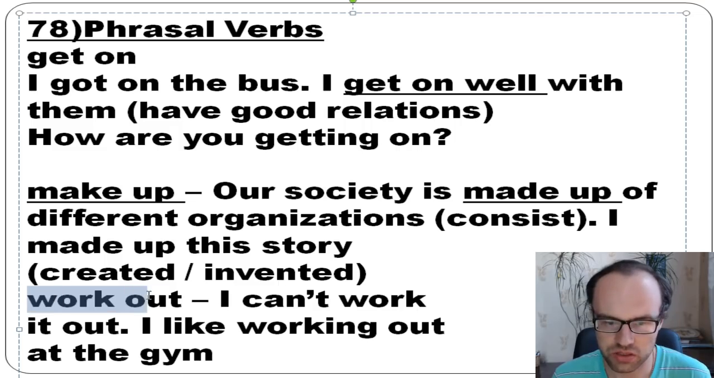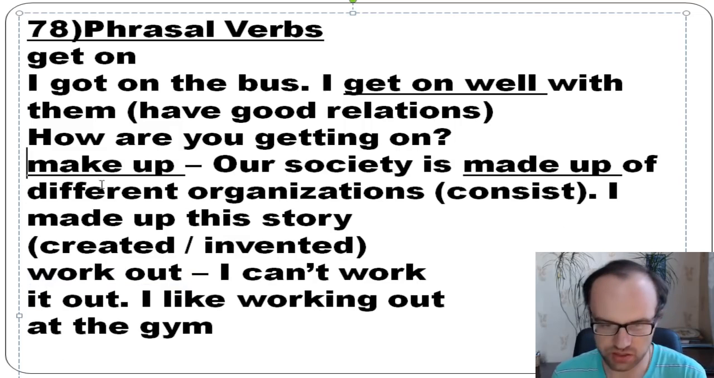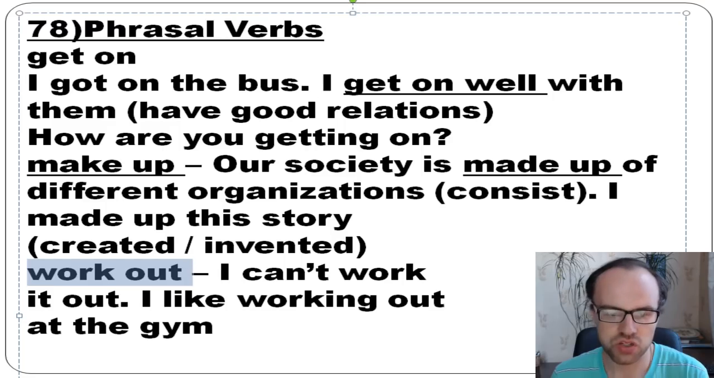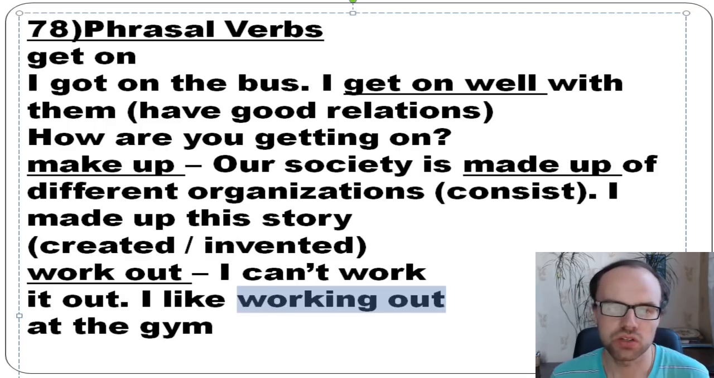And work out, so it also has more than one meaning. I can't work it out means I can't understand it. Or I like working out in a gym, so it means I like doing physical exercise in a gym.